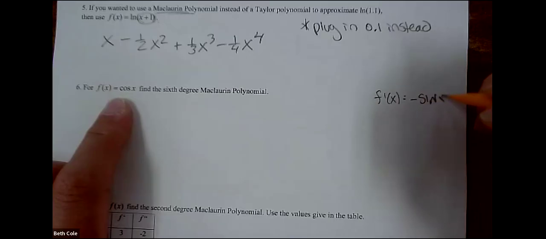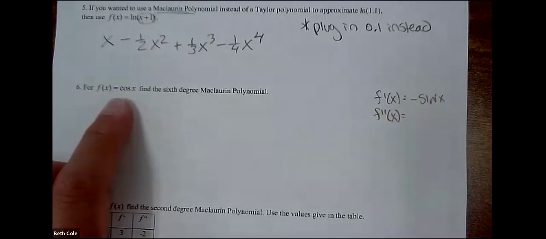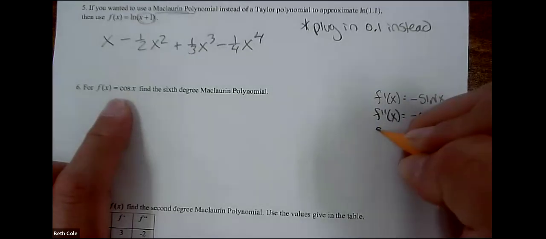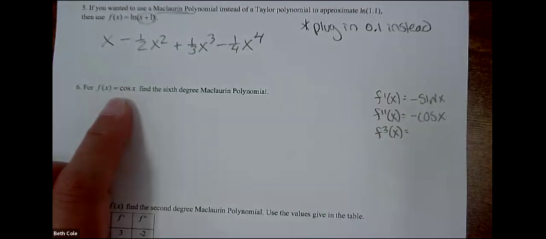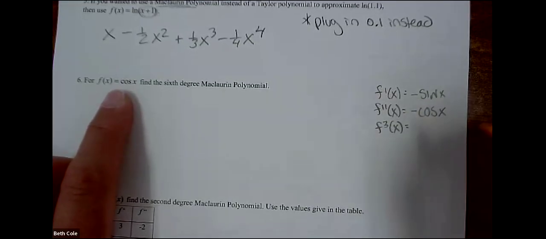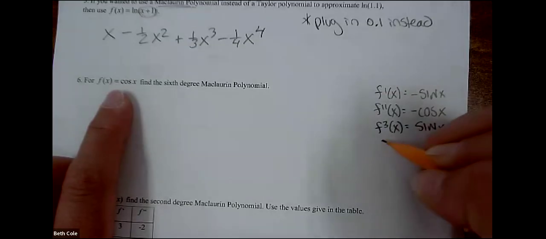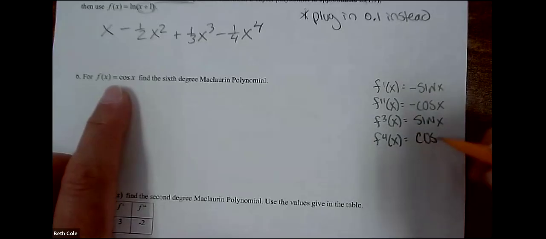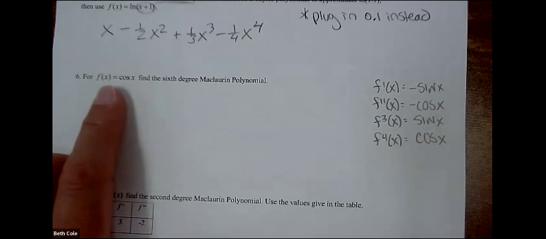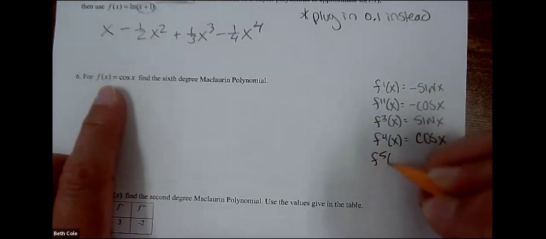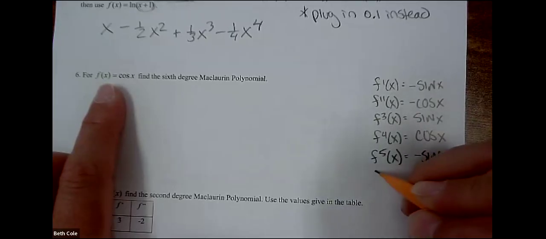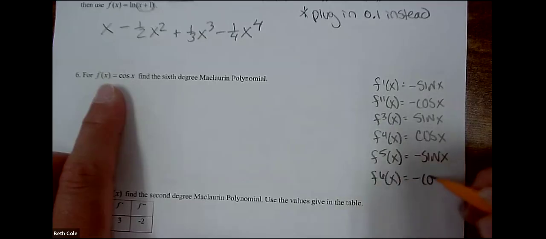All right, derivative of cosine is negative sine. We're going to just churn these out. Derivative of sine is cosine, so this would be negative cosine. Again, you will see why I'm doing this. That'll just be sine. Fourth derivative is just cosine, and that brings you back where you started. So now we're going to cycle through a little bit further. Fifth derivative would be negative sine, and sixth derivative would be negative cosine.